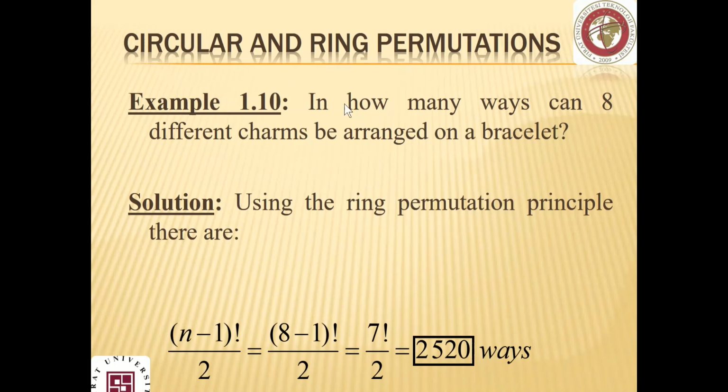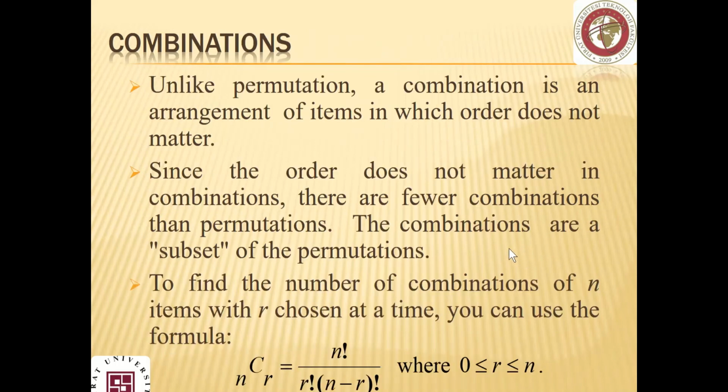Okay, let's take another example. It speaks about the ring. In how many ways can 8 different charms, or stones if you like, be arranged in a bracelet? A bracelet is a ring. It's not a circle. It's an object that has like 3 dimensions in this case. We don't look at it from one perspective only. So in that case, we speak about the ring. So 8 different charms, 8 minus 1, that's 7 factorial divided by 2, because it's a ring, so I apply the ring principle.